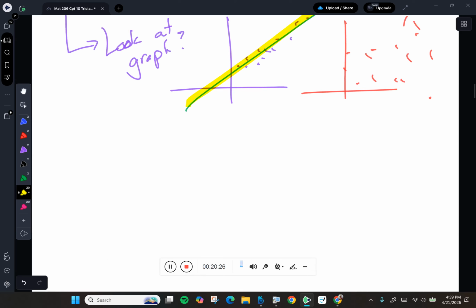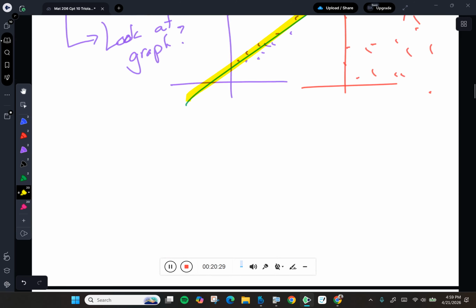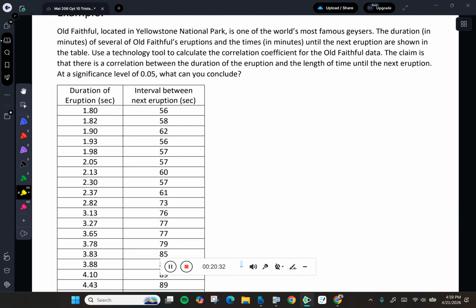All right. Our first example is this. Old Faithful, located in Yellowstone National Park, is one of the world's most famous geysers. If you've never seen it, it's pretty awesome. If you have seen it, I bet you think it's pretty awesome too. The duration in minutes of several of Old Faithful's eruptions and the time measured in minutes until the next eruption are shown in the following table. Use the technology tool calculator to calculate the correlation coefficient. The claim is that there is a correlation between the duration of the eruption and the length of time until the next eruption. At a significance level of 0.05, what can you conclude?